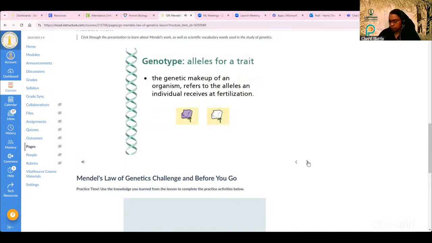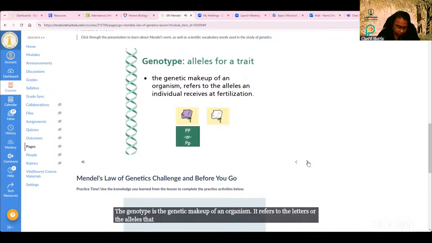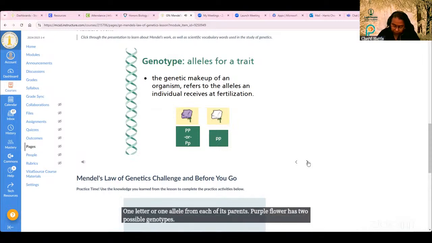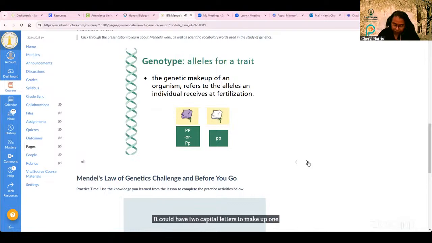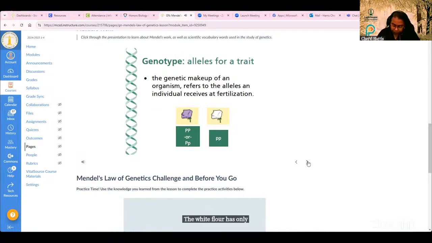The genotype is the genetic makeup of an organism. It refers to the letters or the alleles that an individual received at fertilization, one letter or one allele from each of its parents. The purple flower has two possible genotypes. It could have two capital letters to make up one genotype, or a capital and a small letter. The white flower has only one possible genotype. It would be made up of two small letters.